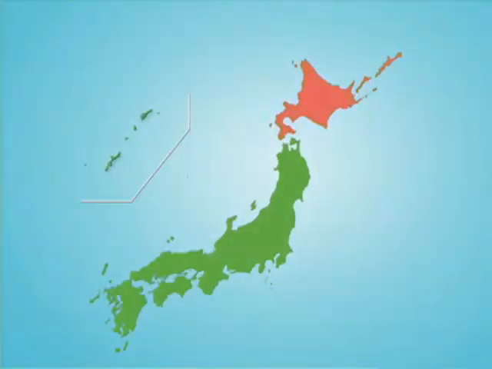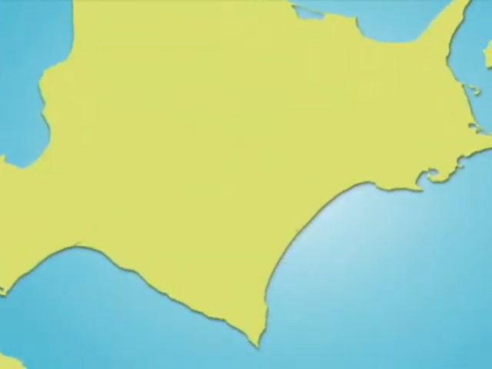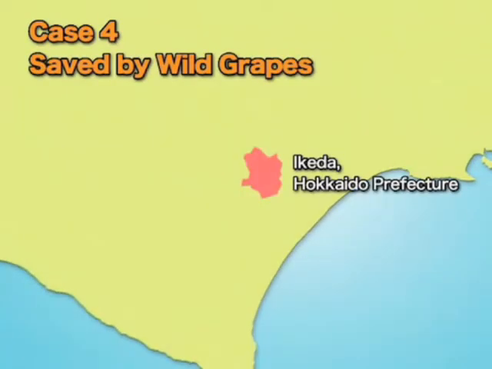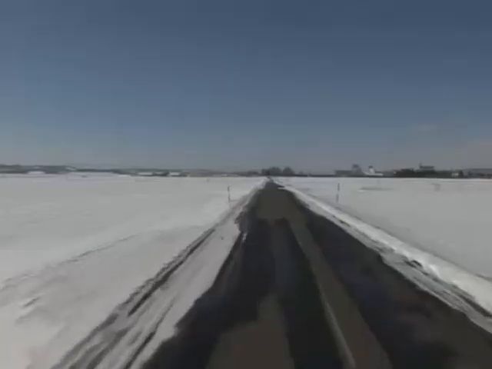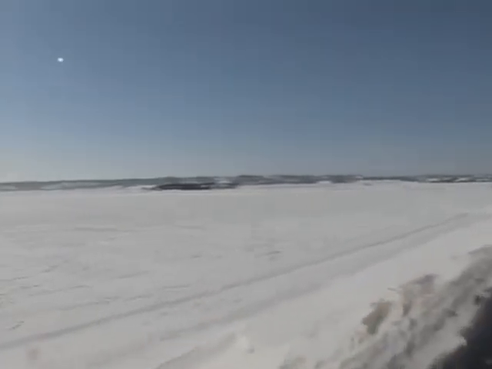Ikeda is a town in the Tokachi Plain in eastern Hokkaido, Japan's northernmost main island. Let's see how the strong leadership of the mayor led to success in industrial development. Ikeda is one of Japan's coldest regions.